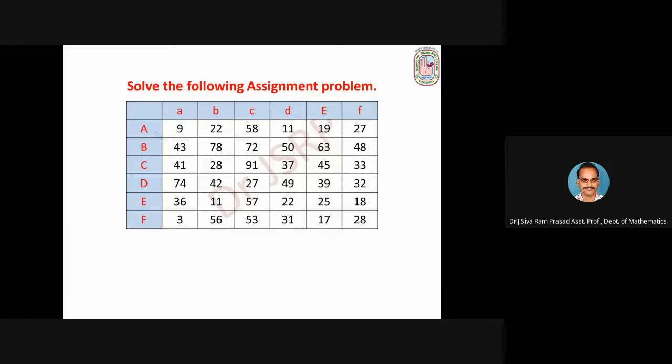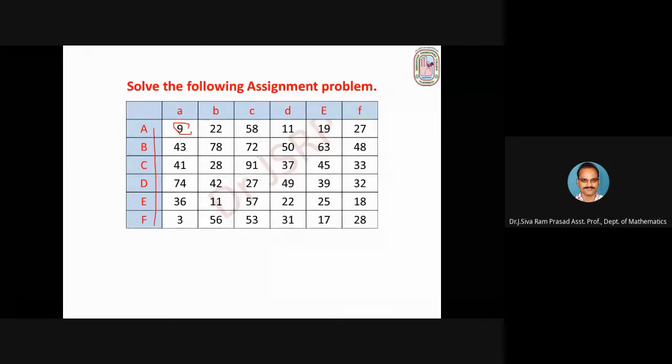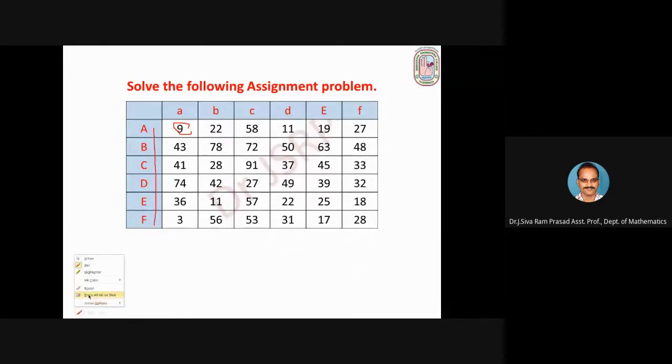So here we have 6 jobs, for example, capital A, capital B, capital C, capital D, capital E, capital F, and 6 persons, small a, small b, small c, d, e, f. So these 6 jobs are assigned to these 6 persons. And the entries in the table are performing costs of corresponding job and corresponding person. So we have to assign these 6 jobs to 6 persons with the least performing cost.